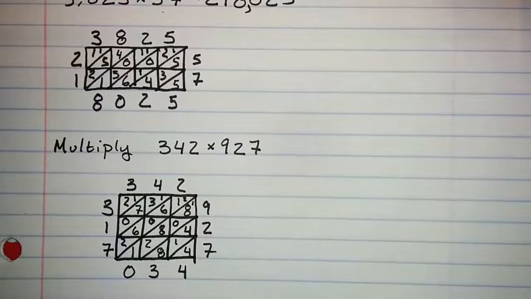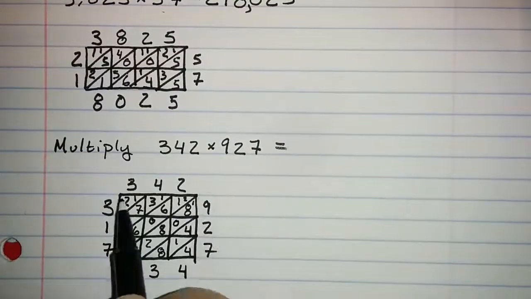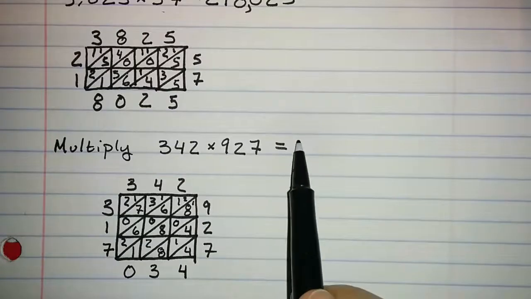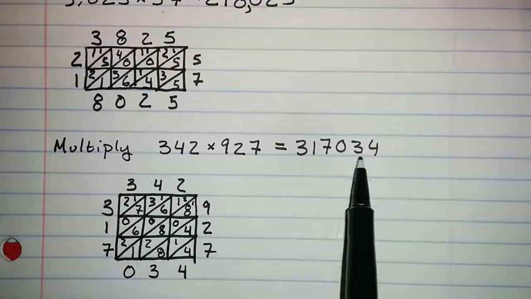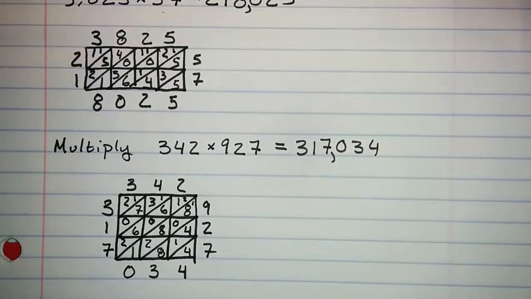So what's the product? Down and around. 317,034. 317,034 is our product.